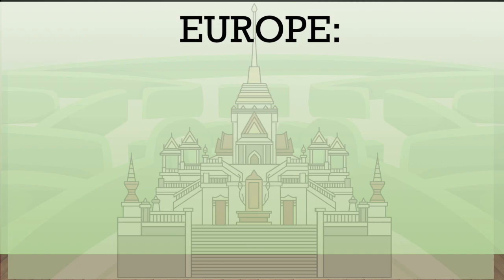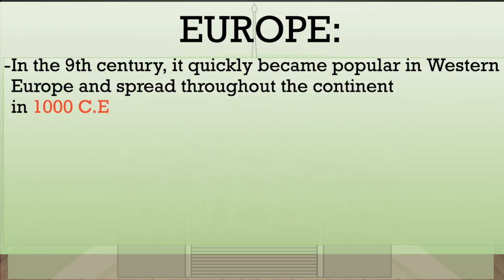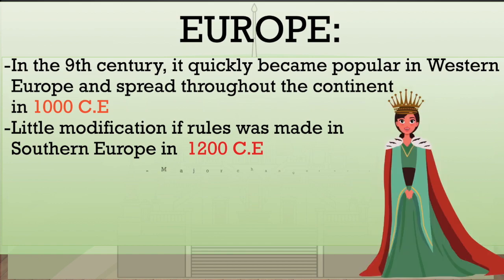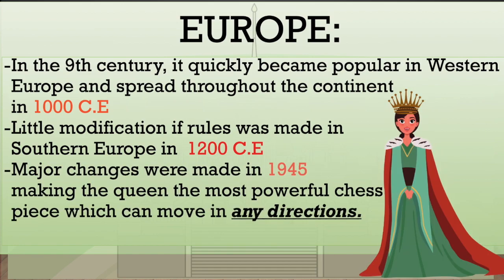Next to Persia is Europe. In the 9th century, it quickly became popular in Western Europe and spread throughout the continent by 1000 CE. Little modification of rules was made in Southern Europe in 1200 CE. In 1945, they made major changes, making the queen the most powerful chess piece, which can be moved in any directions.